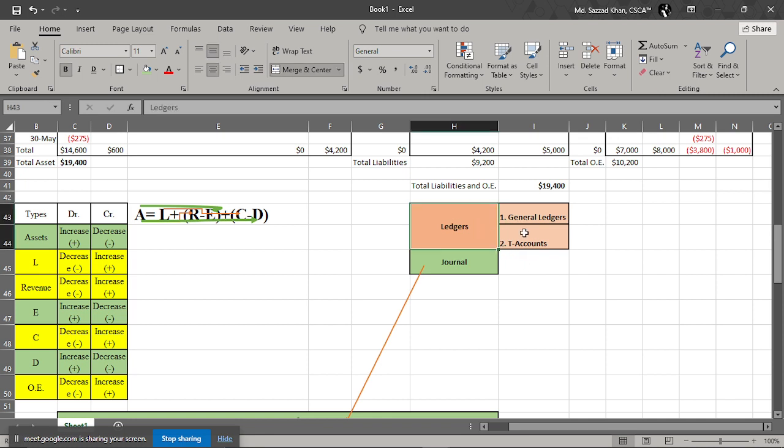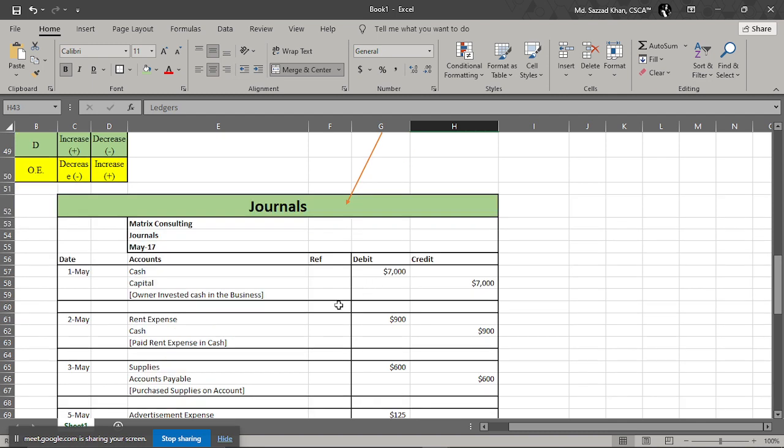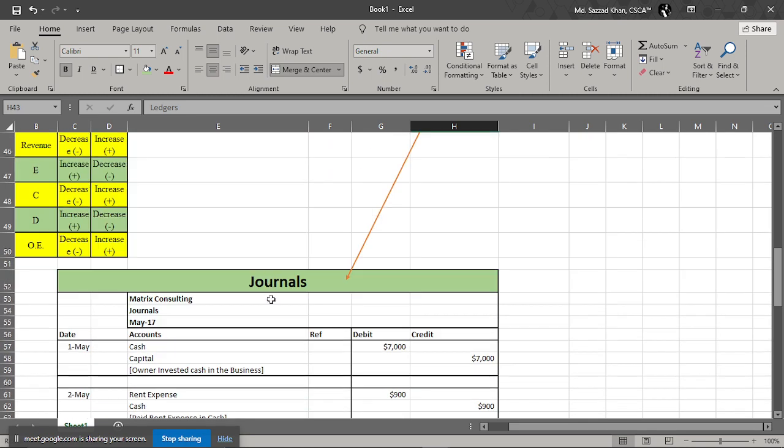So there are two types of ledgers. One is the general ledgers, and the second one is the T accounts. T accounts is another type of ledger. So what is the difference between the journals and ledgers? Journals is a day-to-day transactions. As you can see, May 1, what transaction has occurred, May 2, is a day-to-day transaction. That is what we do in the journal. Journal, the name itself means what we do day to day.